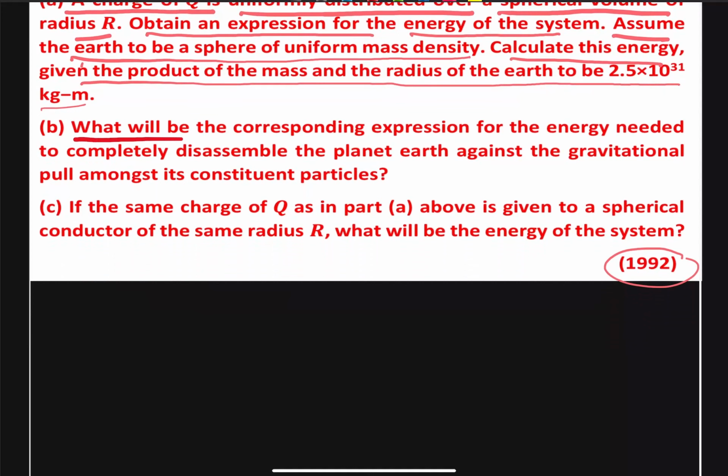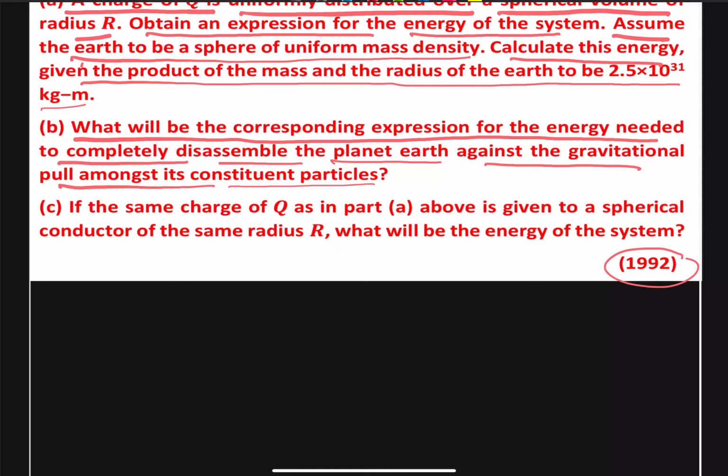Part B, what will be the corresponding expression for the energy needed to completely disassemble the planet Earth against the gravitational pull amongst its constituent particles? And part C, if the same charge Q as in part A above is given to a spherical conductor of the same radius r, what will be the energy of the system?